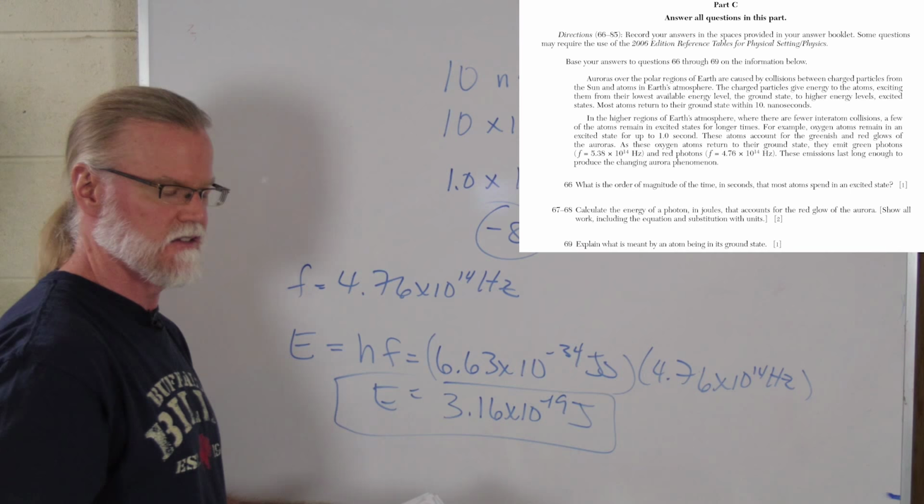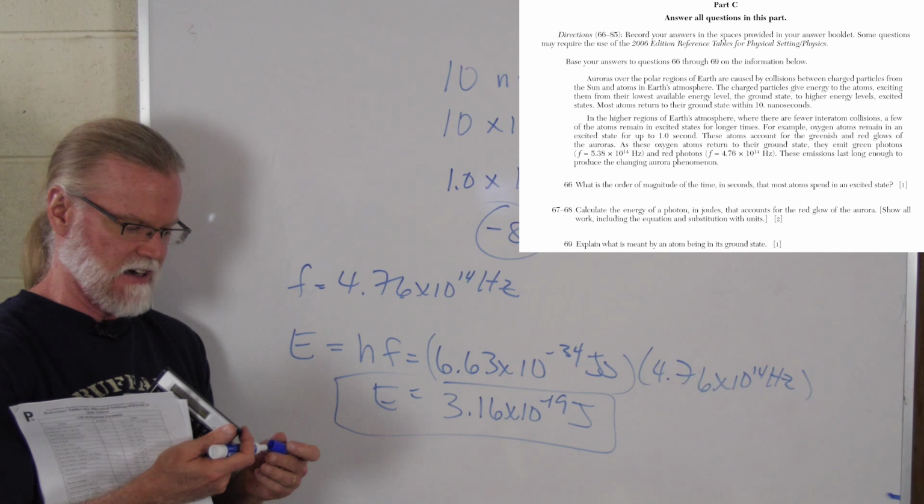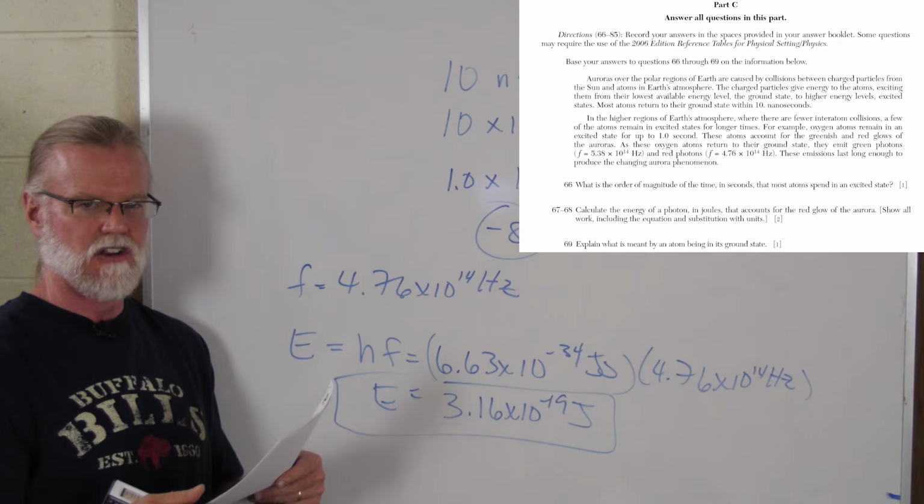Explain what is meant by an atom in the ground state. The ground state is when the valence electrons are in the lowest possible energy state. So in the lowest energy orbitals, that's the ground state.